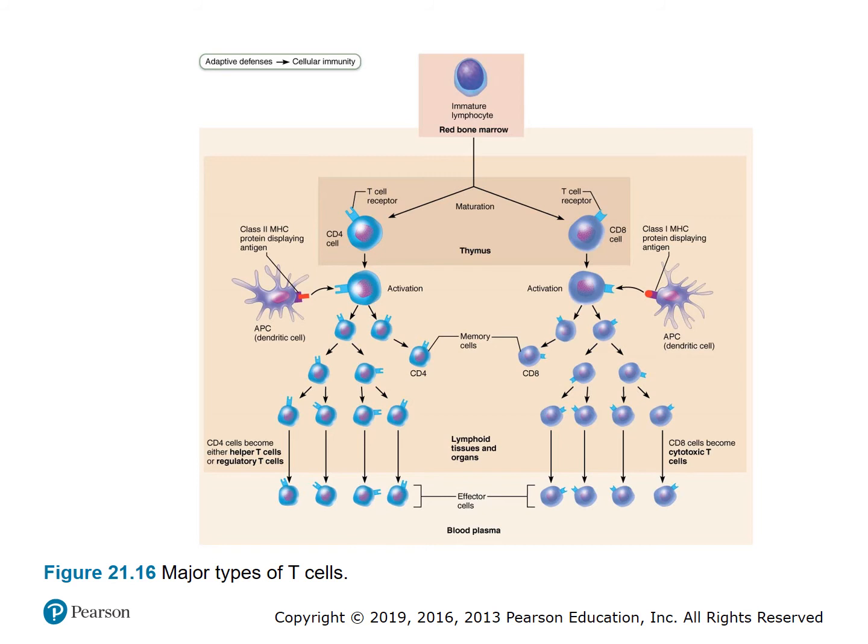Whereas a CD8 cell, once it's activated, again, by an antigen-presenting cell like a dendritic cell, and this one here is by a class 1 MHC protein displaying antigen, is going to differentiate into cytotoxic T cells.